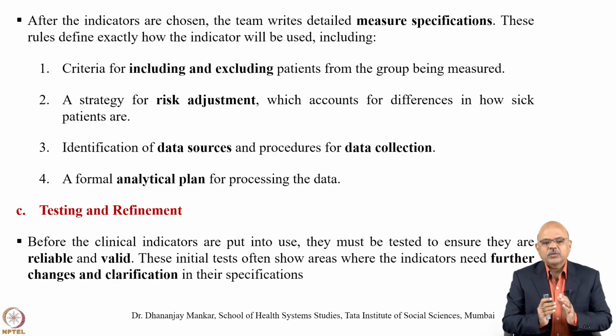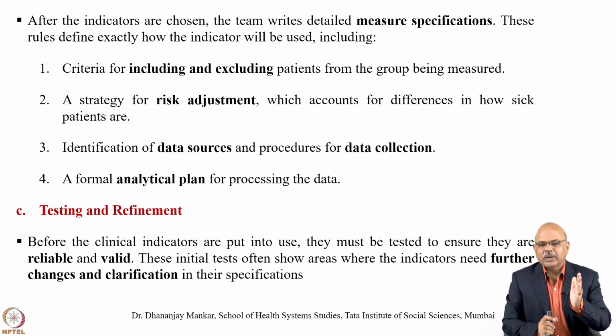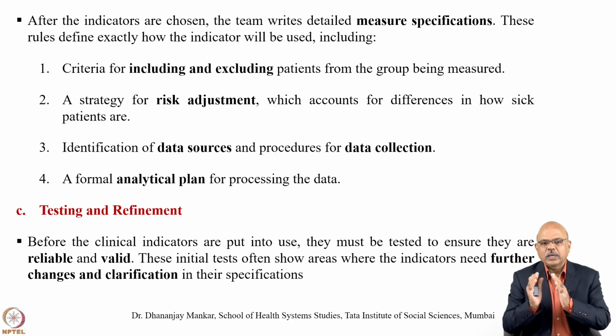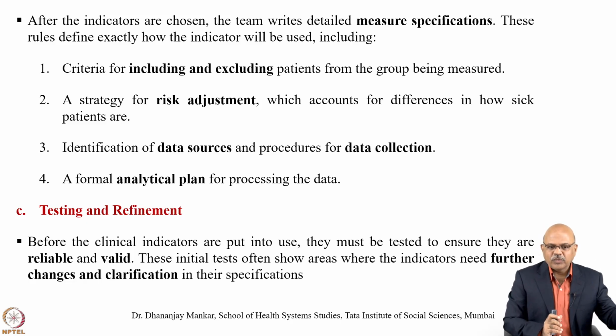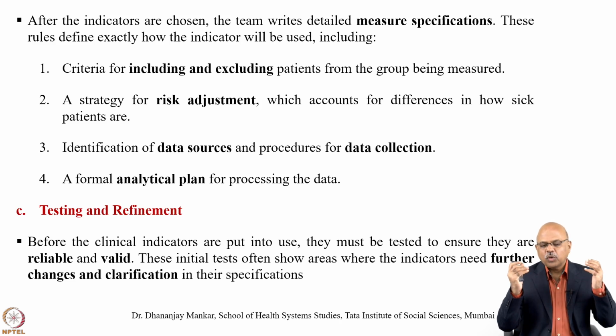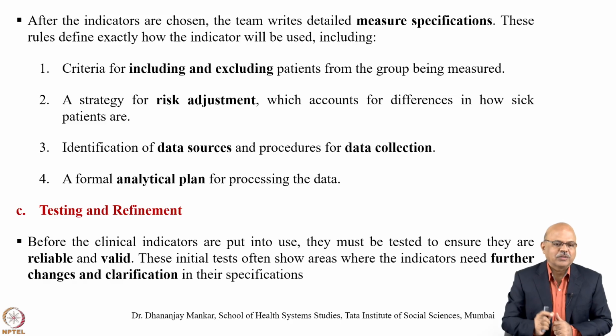Then comes the discussion of testing and refinement. With respect to that, the part aligned to it is the measurement part. After the indicators are chosen, the team writes the measure specification. They will work on the rules defined by the organization and the criteria for including or excluding patients, the strategy for risk adjustment, or they may find out the differences in how sick the patients are, or identification of data sources and procedures for data collection. So it will help the entire process to be completed.